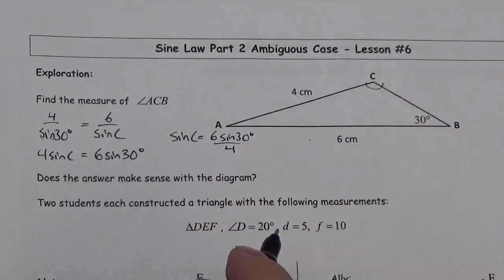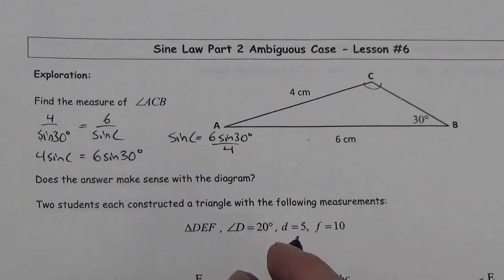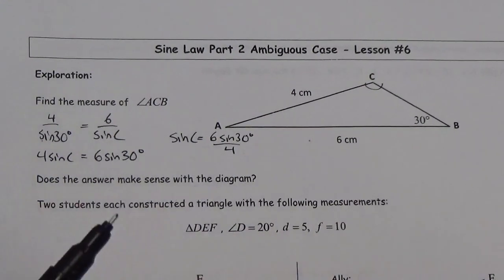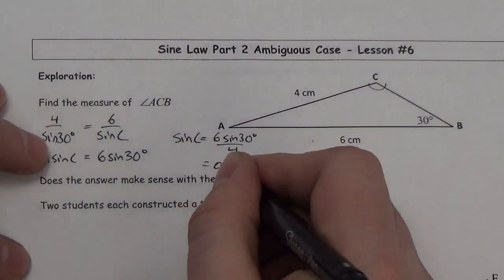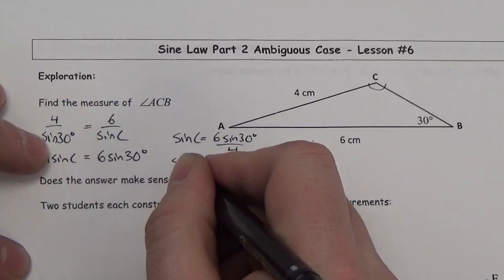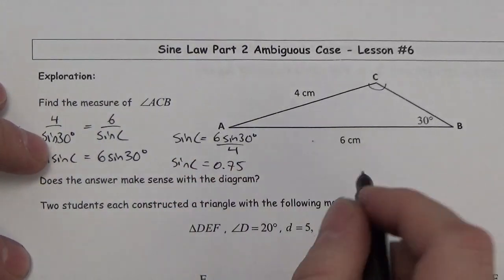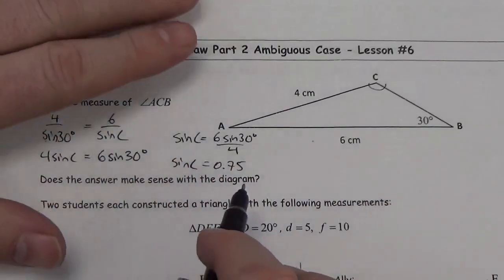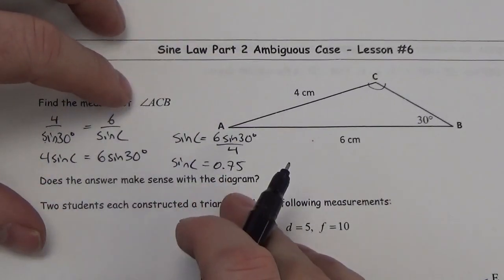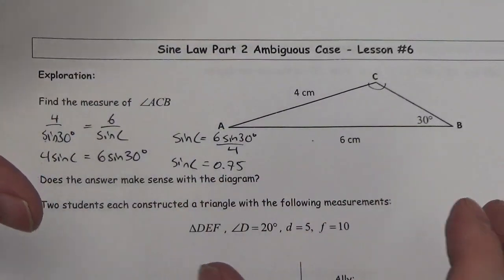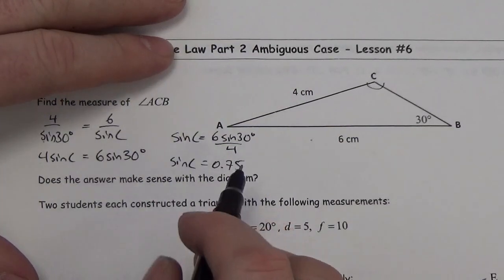I'm going to enter this into my calculator. So 6 sine of 30 degrees divided by 4, and I get 0.75. So the sine of C is equal to 0.75. Now, once you're at this point right here, you know that you're going to take the inverse sine of 0.75. But I want you to think about that.